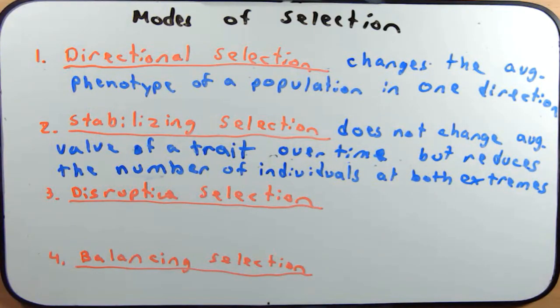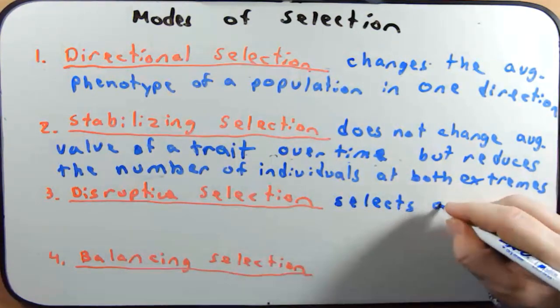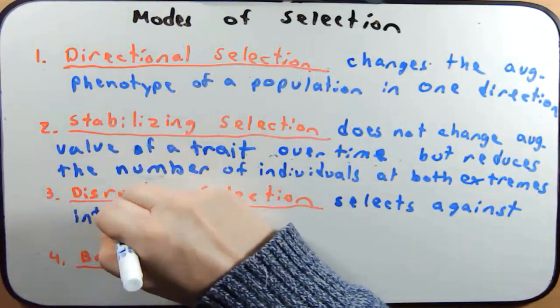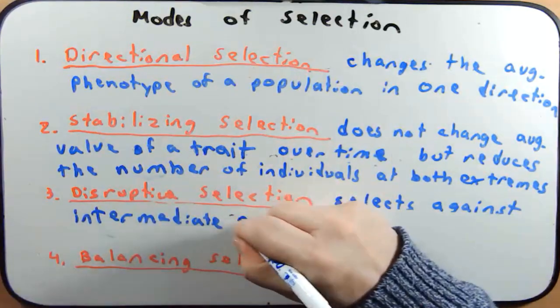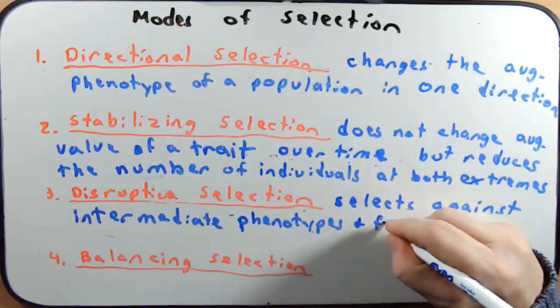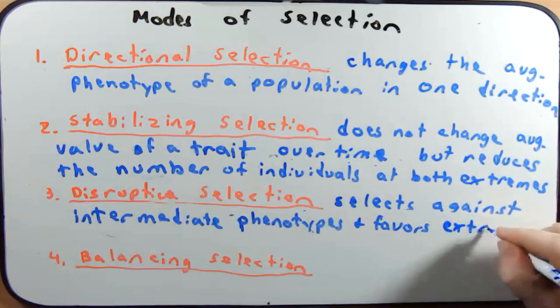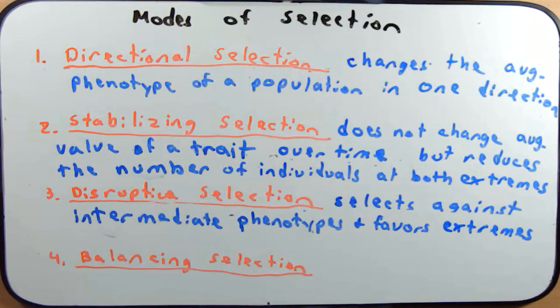Disruptive selection selects against intermediate phenotypes and favors the extreme phenotypes. Balancing selection occurs when there is a balance among alleles in terms of their fitness and frequency.